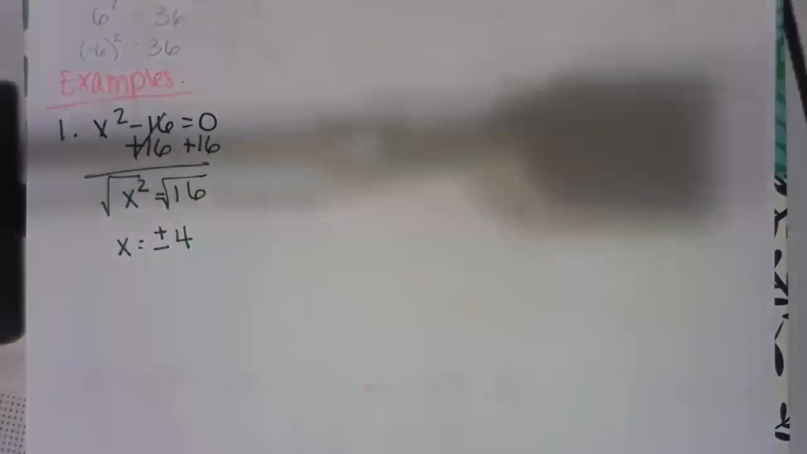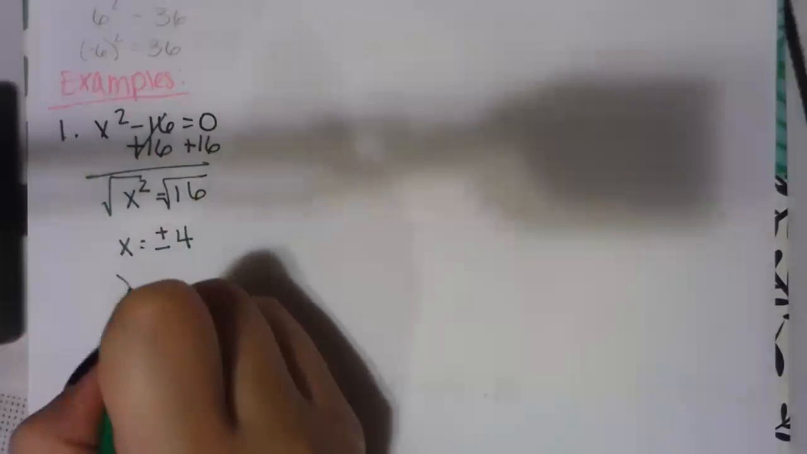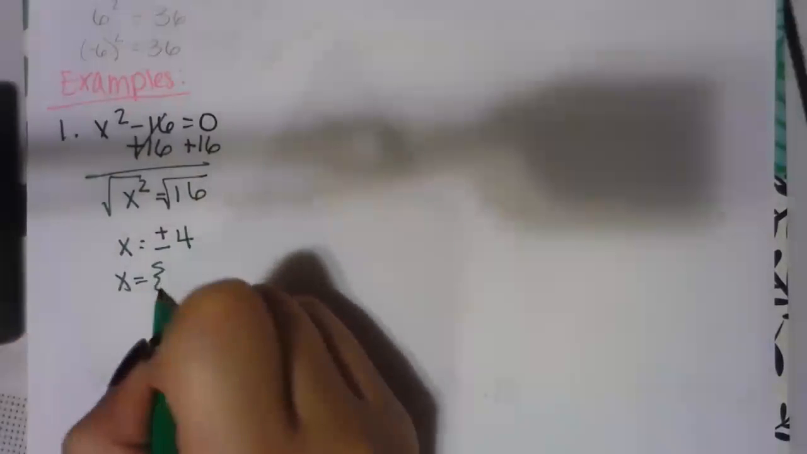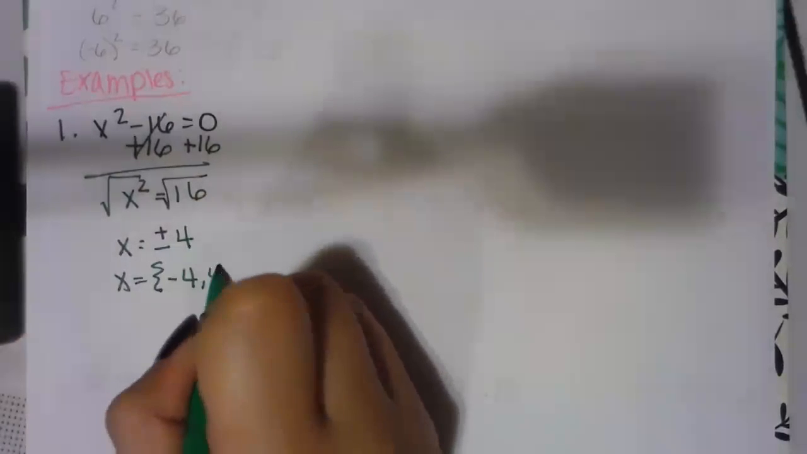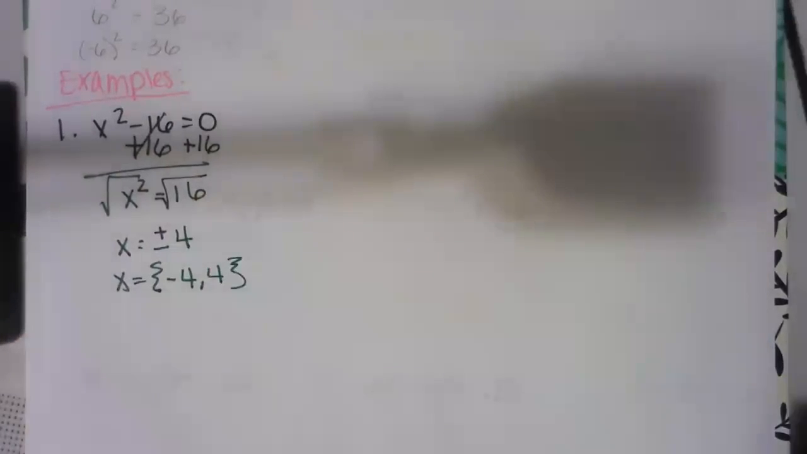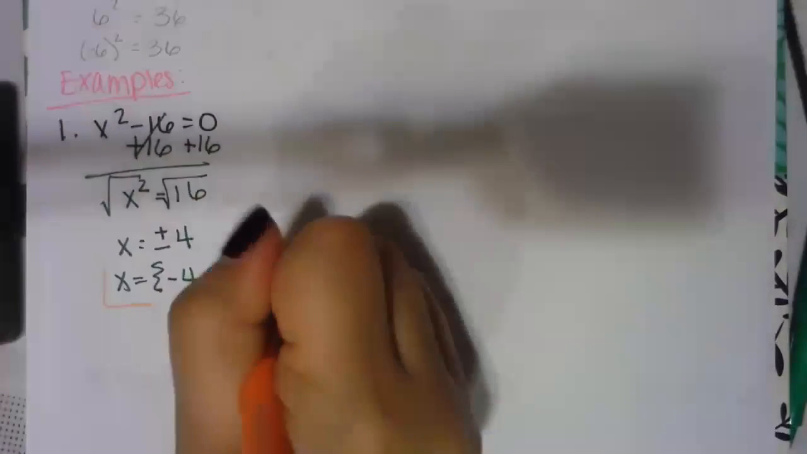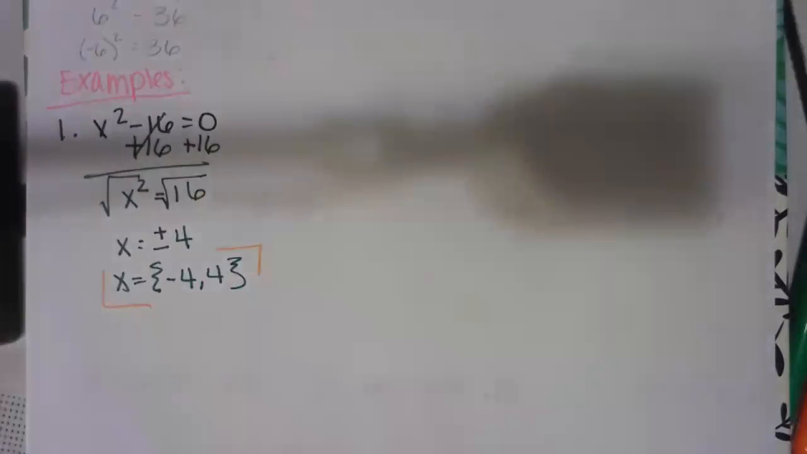The square root of x squared is x. Remember, when you take the square root of a positive number, you're going to get plus or minus its square root, which is 4. So then the way we would write this would be x equals open curly brackets negative 4 comma 4. And that would be our answer.